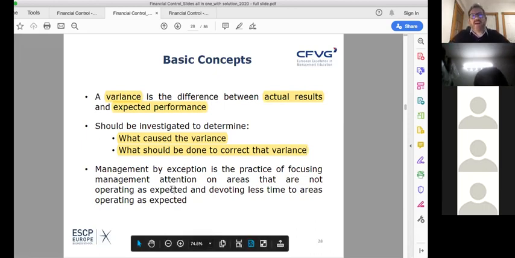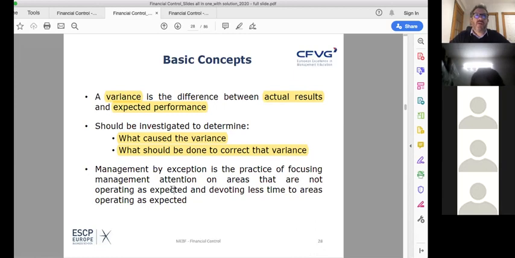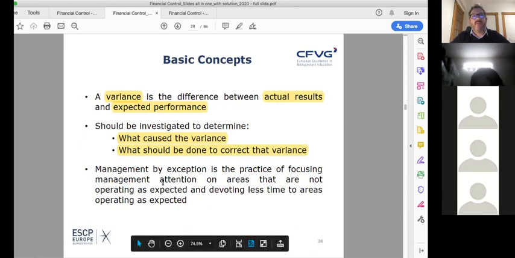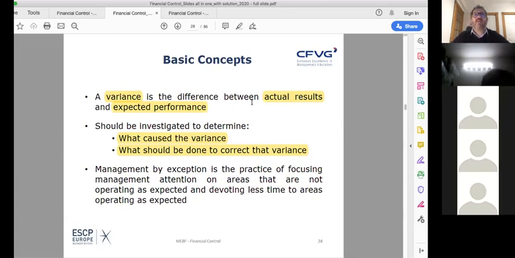So we cannot investigate all the variances. So usually people from the management will try to focus more on big variances, okay? And maybe it's not very important to investigate areas where the variances are not very big.